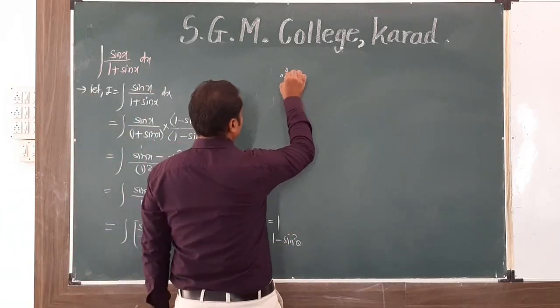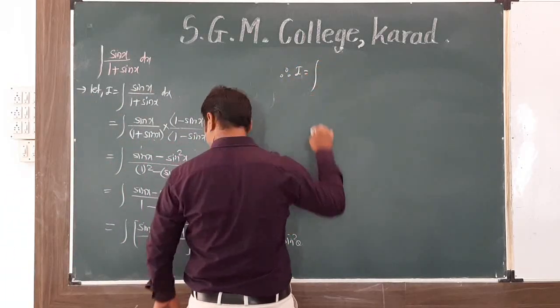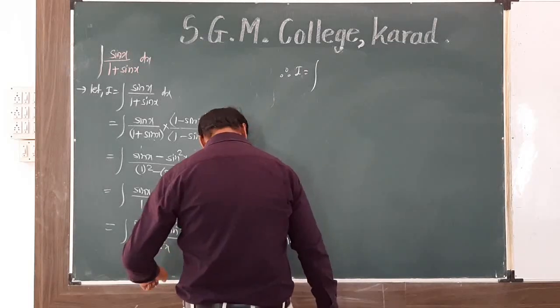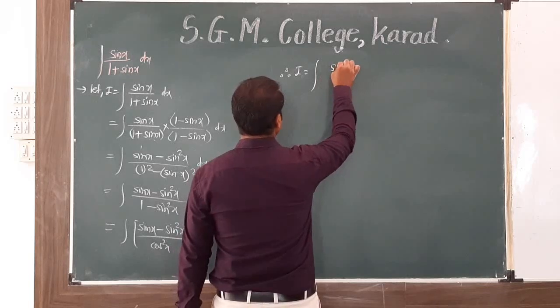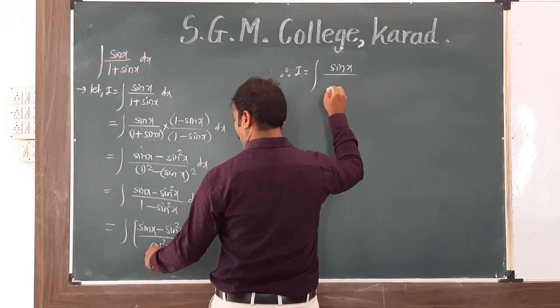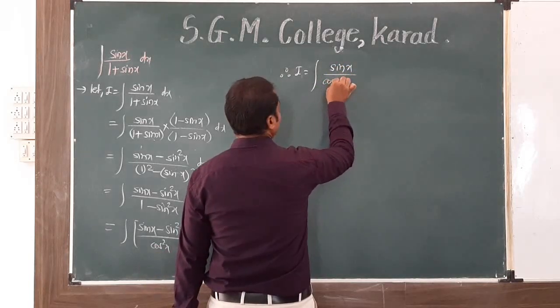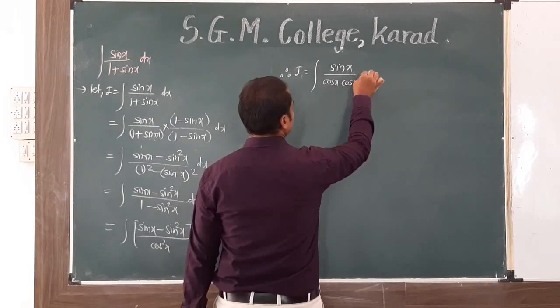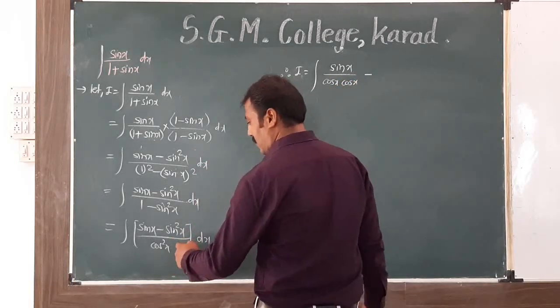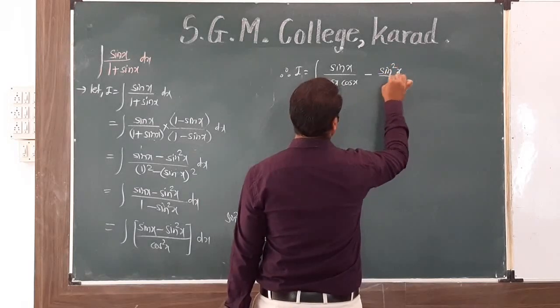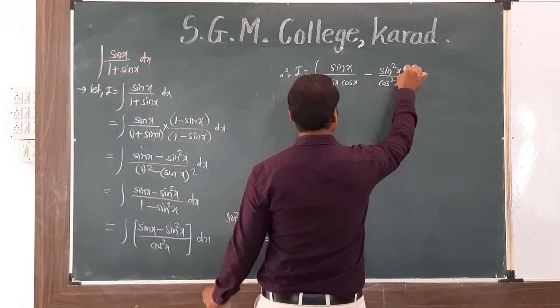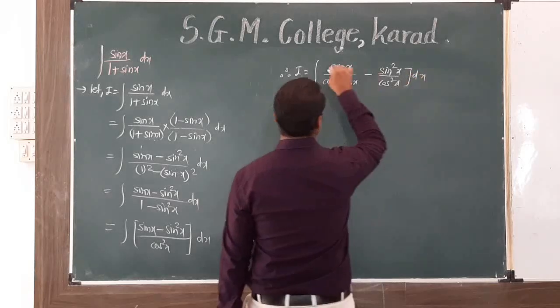Therefore, I is equal to integration. When we separate the denominator, we get the term sin x divided by cos square x, and I can write this as cos x into cos x. We saw this in the previous example. Minus sin square x divided by cos square x dx.